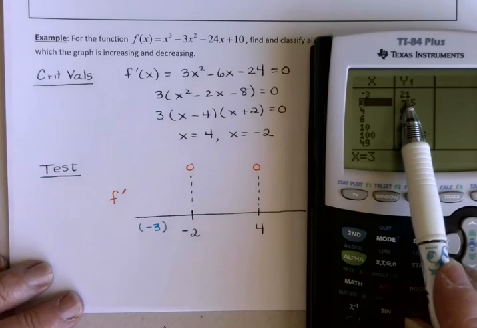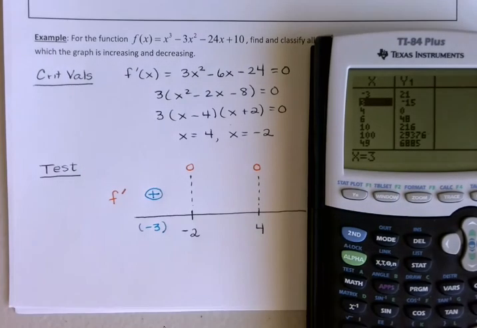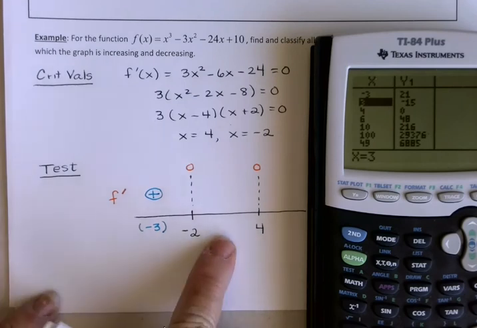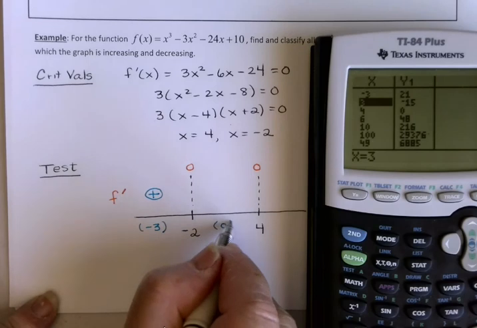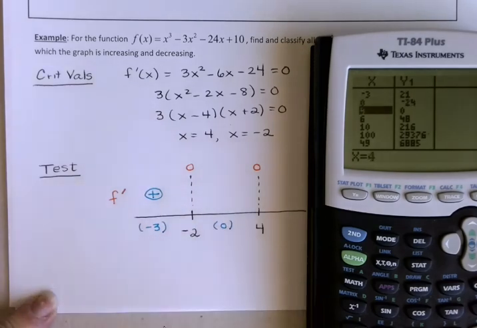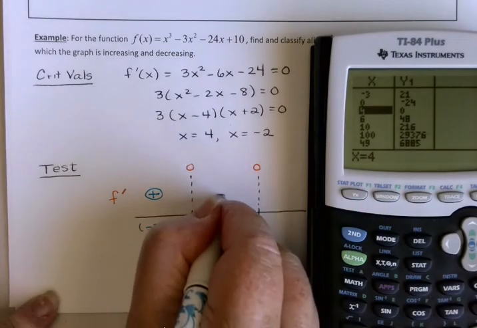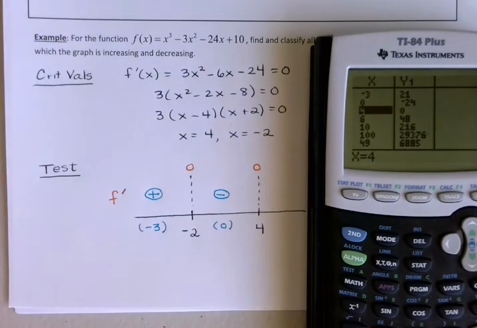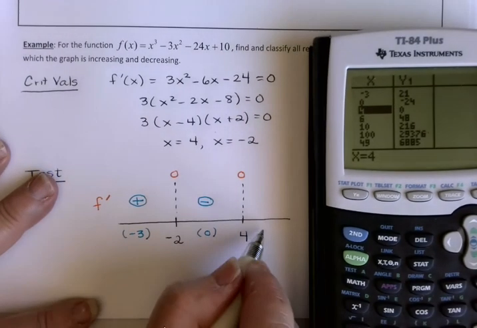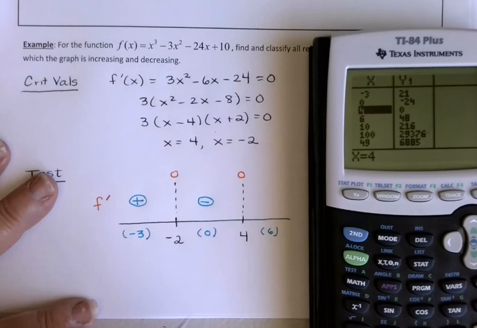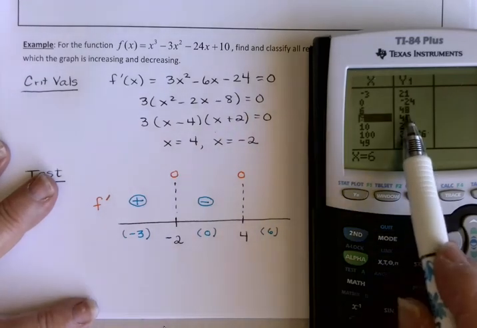Clearly my derivative is positive, and that's all I care about. So it's positive there. We'll pick anything between negative 2 and 4. How about 0? At 0, my derivative is negative. Again, I don't really care the actual value, just positive or negative. And then we'll pick a number bigger than 4. How about 6? At 6, that derivative was positive again.